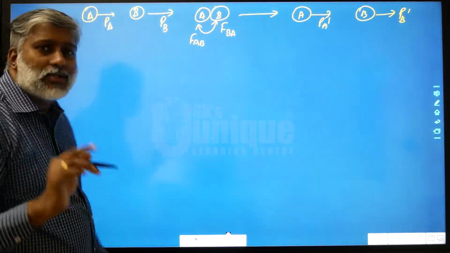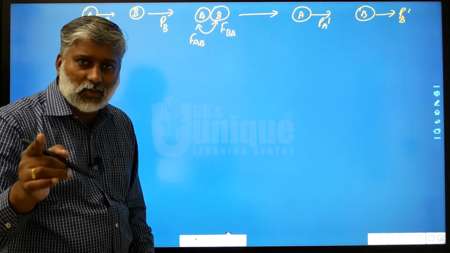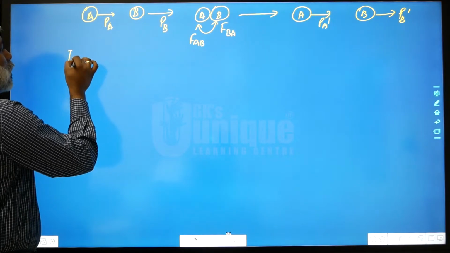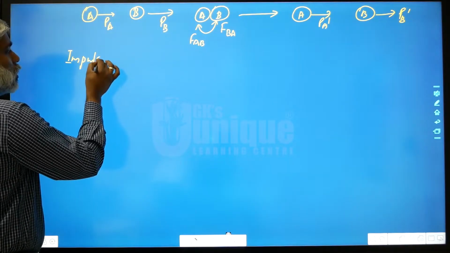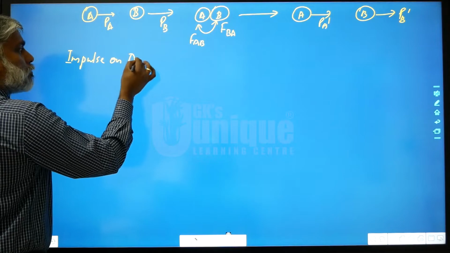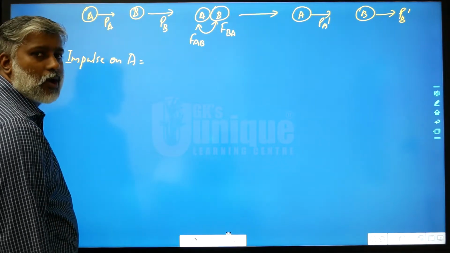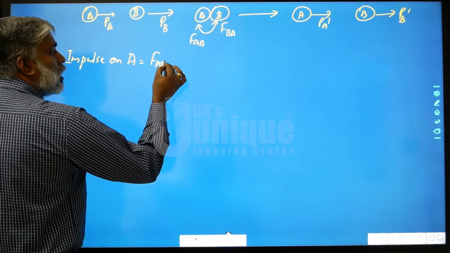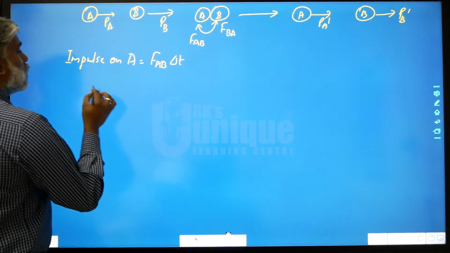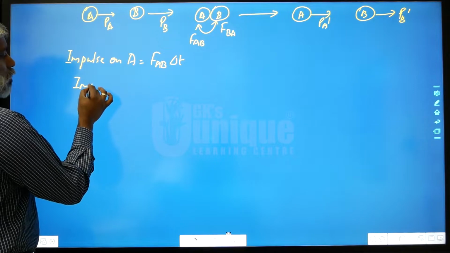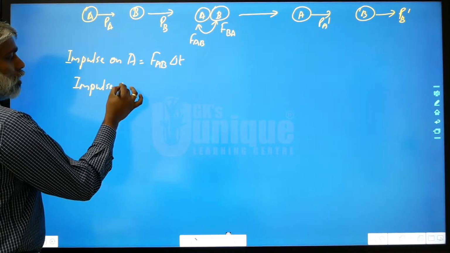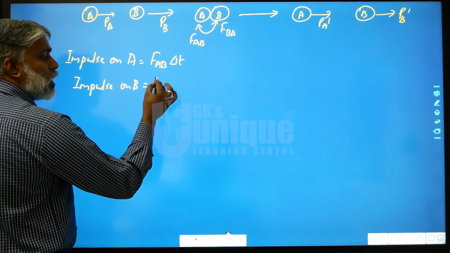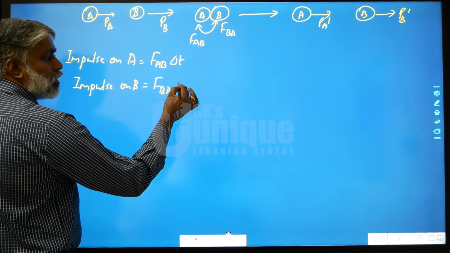Then what is the next? You see, what is the time of collision? Time of collision is delta t. Then tell me, what is the impulse on A? Impulse on A എന്ന് പറഞ്ഞാൽ force into time on A. Force പറയൂ. FAB into time delta t. Then what is the next? Impulse on B. So force into time in the case of B. What is the force on B? FBA into time delta t.